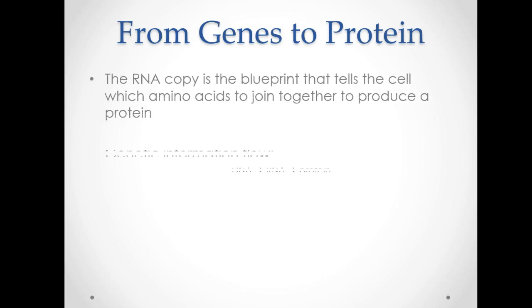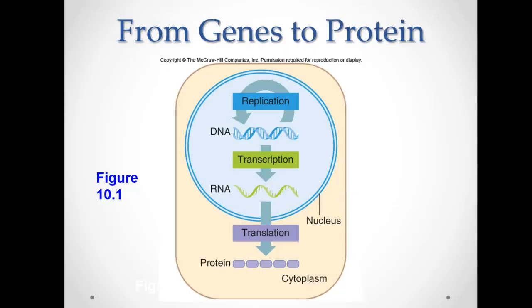Okay, so the flow of genetic information then goes from DNA to RNA to protein. That's called the central dogma. One of the central dogmas of biology is this idea that we have these processes where we're looking at our DNA inside of our nucleus.